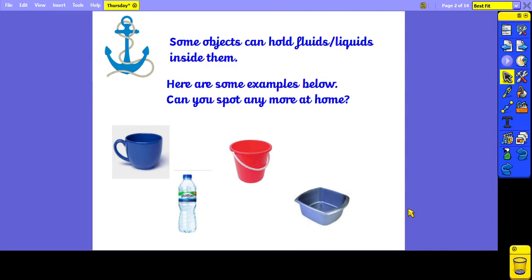So now take a couple of minutes to go and have a look around your house. Can you spot any containers? So any objects that can hold fluids inside them. So pause this now for a couple of minutes and go and see what you can spot.